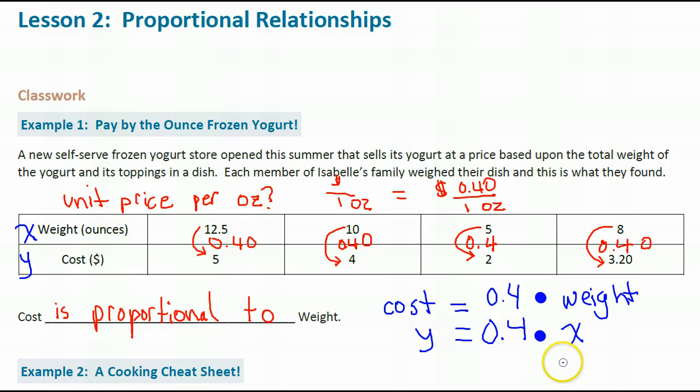So let's say I'm given a weight of 15 ounces. I buy 15 ounces of frozen yogurt. How much will I pay? Well, the cost is 0.4 times 15, so the cost would be $6. Now the key is, this number that you multiply your first measure by is the same for each pair of numbers in your set of data.